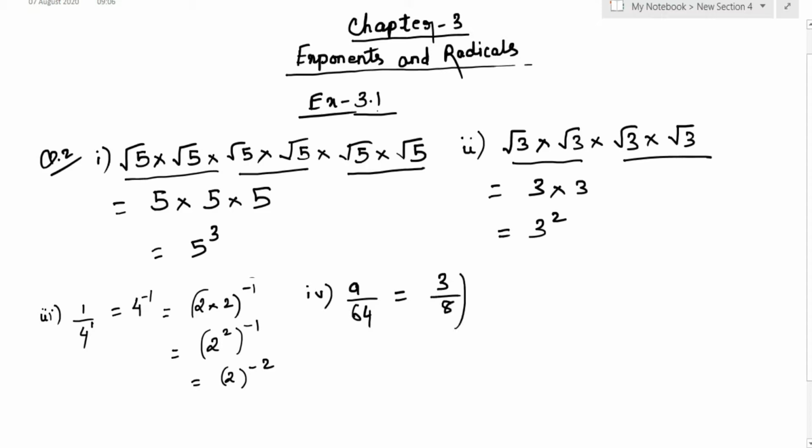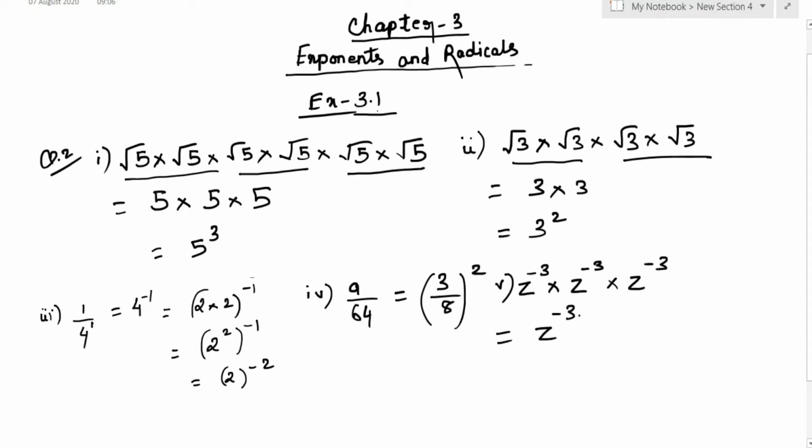So we will write down 9 by 64 can be written as 3 by 8 ka whole square. Now coming down to the last section, that is z to the power minus 3 into z to the power minus 3 into z to the power minus 3. Base same hai, power different hai aur sign multiplication ka hai. So class 7 mein apne laws of exponent padha tha ki jab bhi base same hota hai to power aapas mein add ho jate hai.